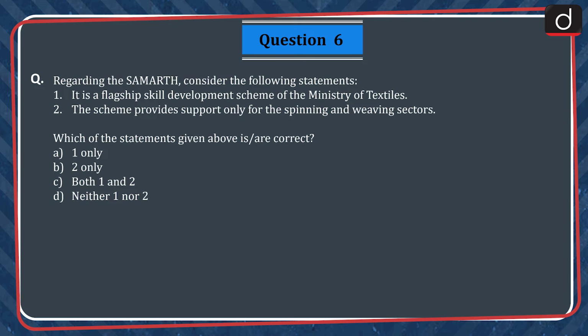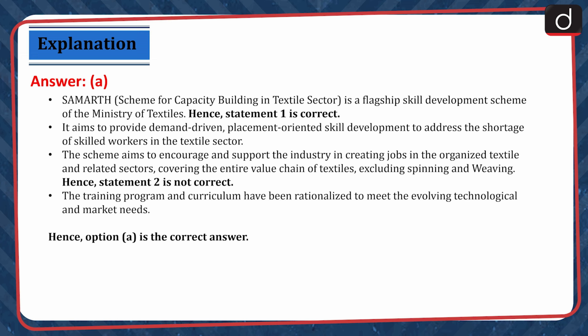Question 6. Regarding SAMARTH, consider the following statements. 1. It is a flagship skill development scheme of the Ministry of Textiles. 2. The scheme provides support only for the spinning and weaving sectors. Which of the statements given above is or are correct? A. 1 only. B. 2 only. C. Both 1 and 2. D. Neither 1 nor 2. The correct answer is option A. SAMARTH, Scheme for Capacity Building in Textile Sector, is a flagship skill development scheme of the Ministry of Textiles. Hence, statement 1 is correct.